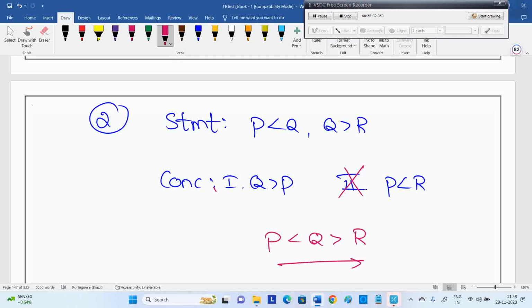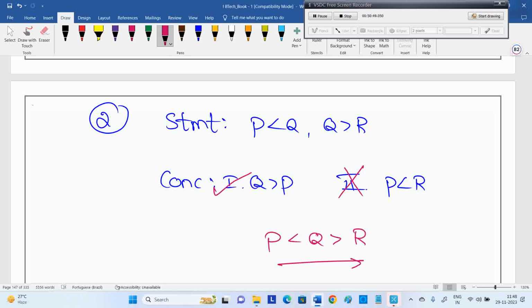P less than Q, reverse is Q greater than P, correct only. First one is correct only. I'm not giving between R and P, I'm giving between Q and P. P less than Q, reverse is Q greater than P, obviously.